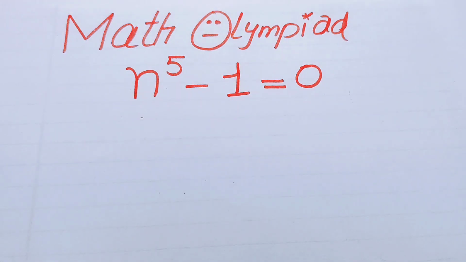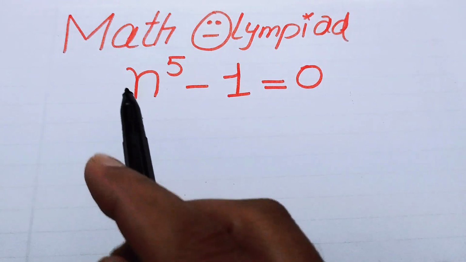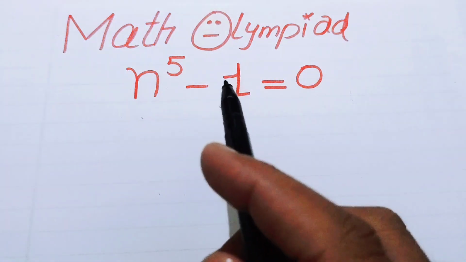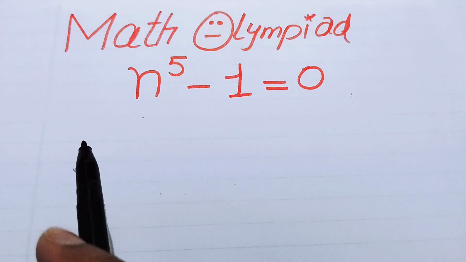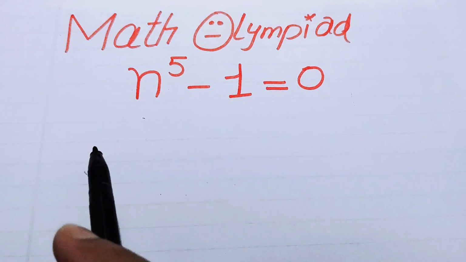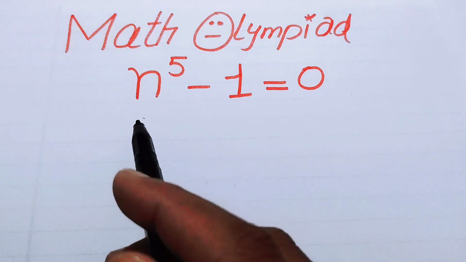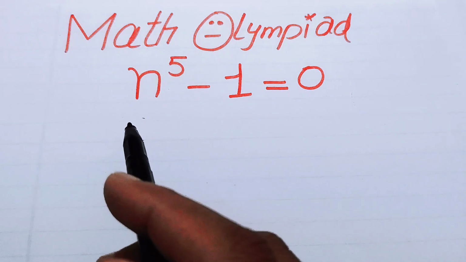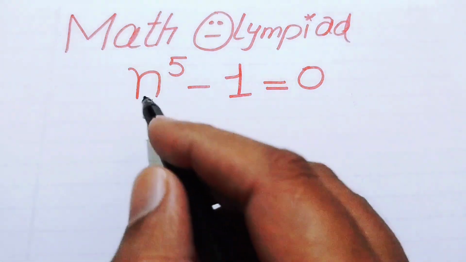In this video we are going to solve this nice algebra problem, and here we have n to the power of 5 minus 1 equals 0, and we will solve this problem for the values of n. So the very first thing we are going to do is find a root of this equation by inspection, and then we will use the long division method to find the value of n.